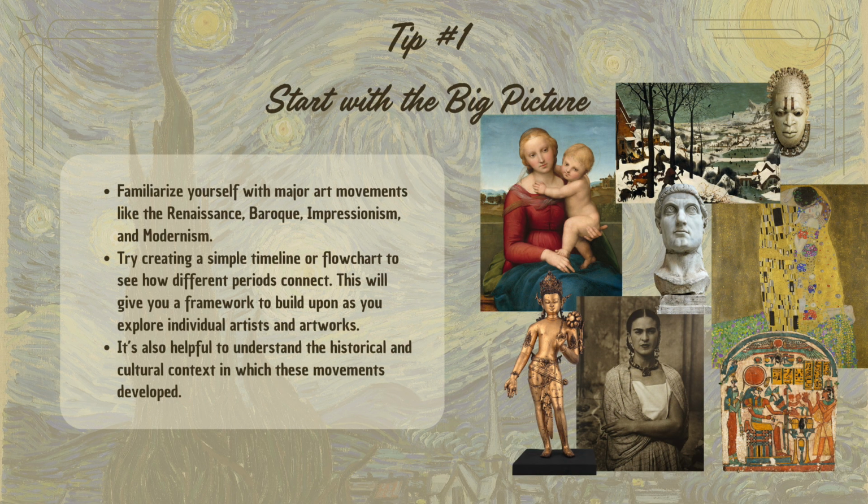Art history is a vast subject, but don't worry, you don't have to learn everything at once. A great way to begin is by understanding the big picture. Familiarize yourself with major art movements like the Renaissance, Baroque, Impressionism, and Modernism. Try creating a simple timeline or flowchart to see how different periods connect. This will give you a framework to build upon as you explore individual artists and artworks.